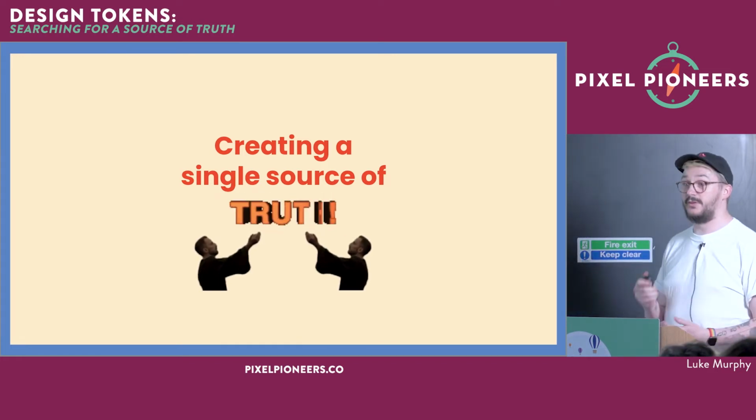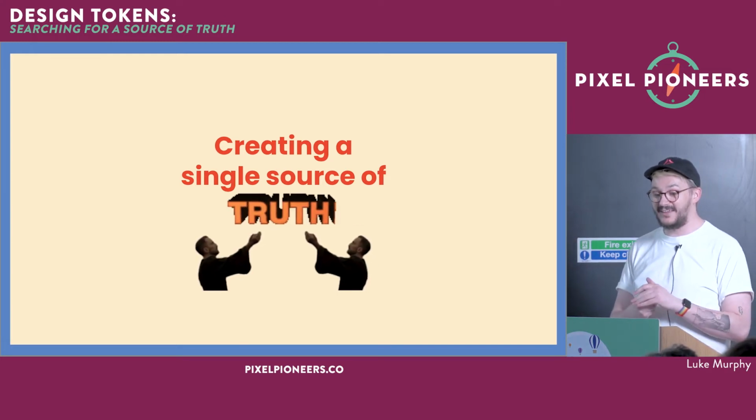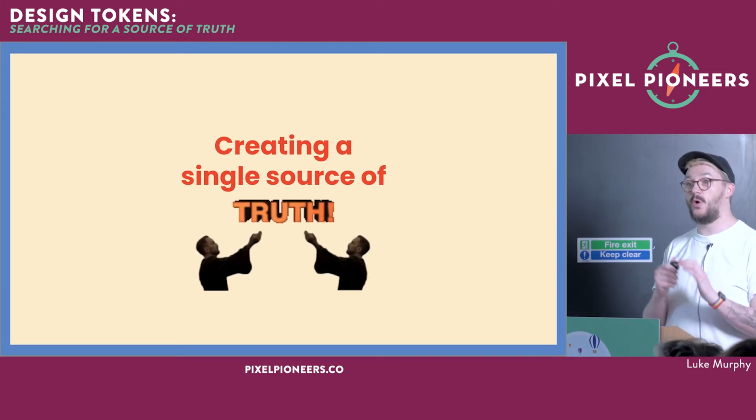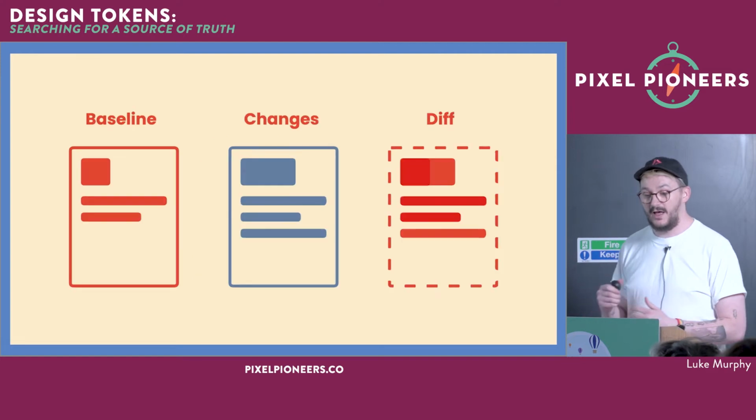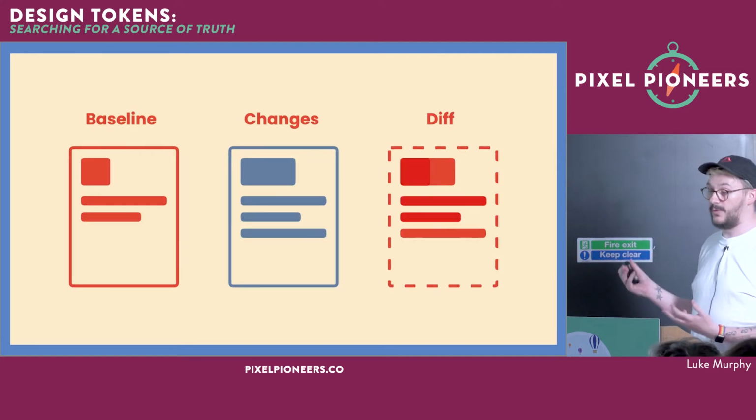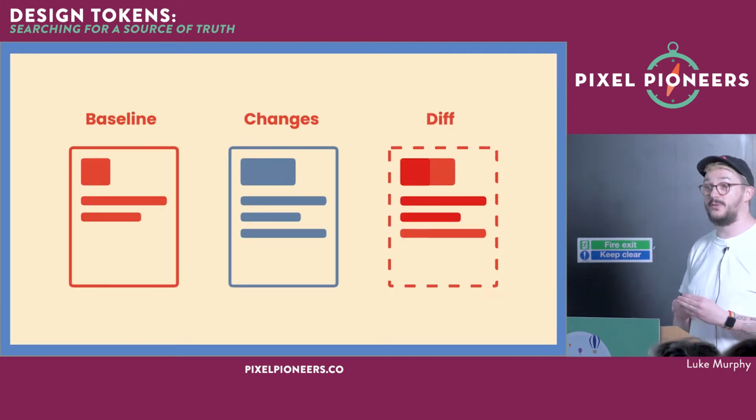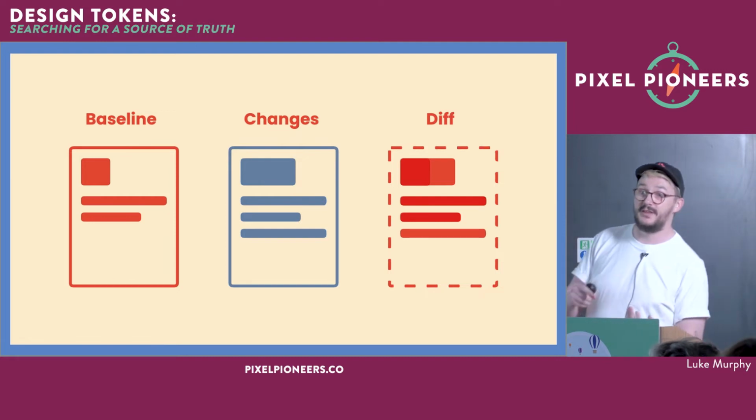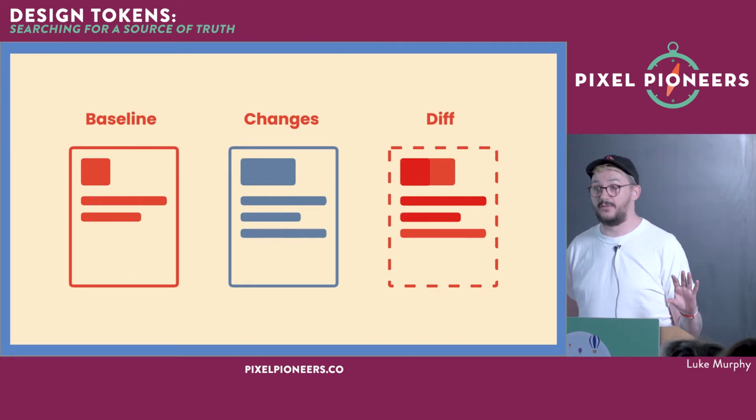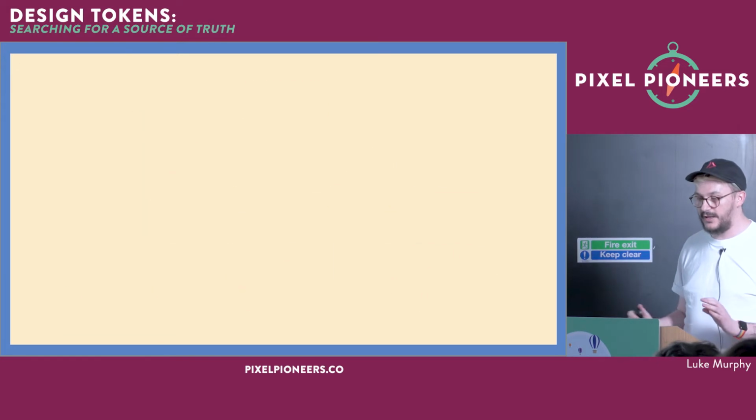Also, automation means that you can set up things like automated testing and reporting so that you can know what a single change will affect. You can also set up things like automated visual regression testing so that when you do change a token, you can see all of the ways that that's going to impact your product. It's pretty cool.